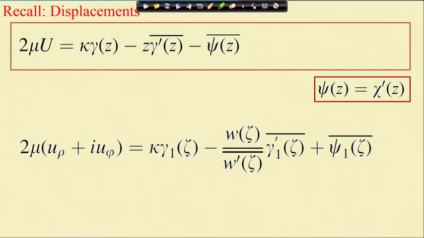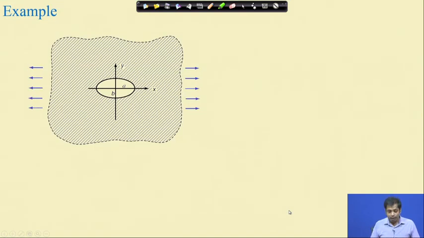Okay. Now, once we have that, we are in a position to apply this to a problem. The problem that we consider is this. We have an infinite plate with an elliptical hole, where the minor axis and major axis are given as A and B, and it is subjected to in-plane loading in one particular direction, like in this direction, say for example.